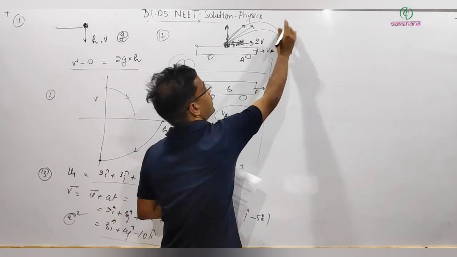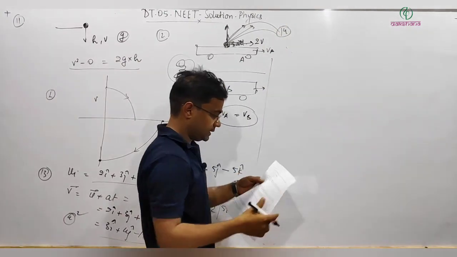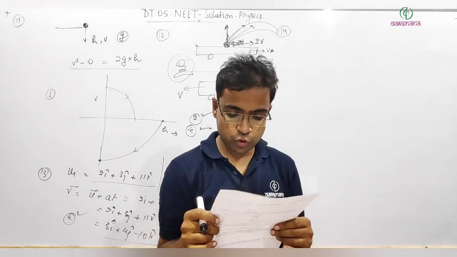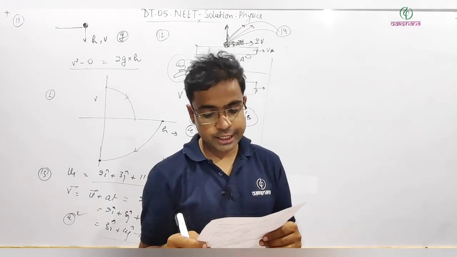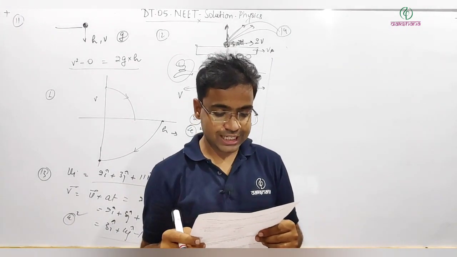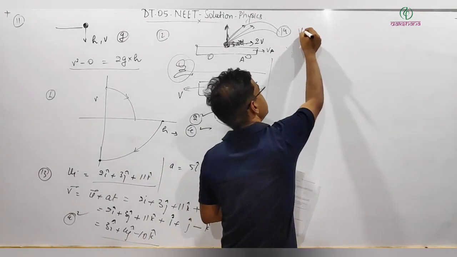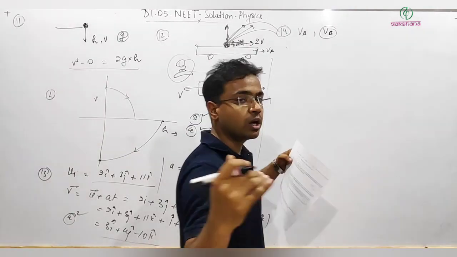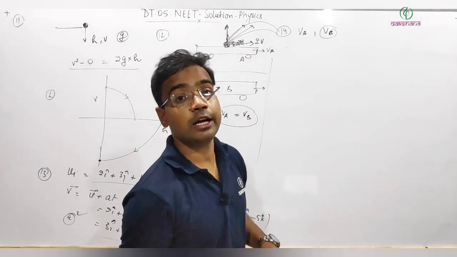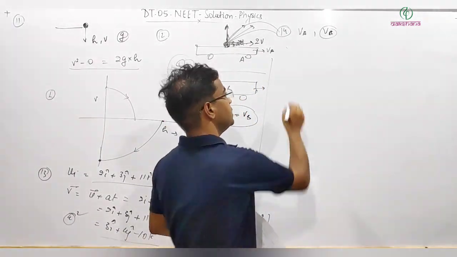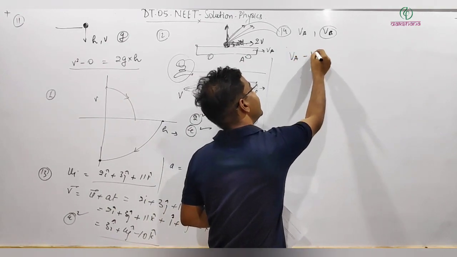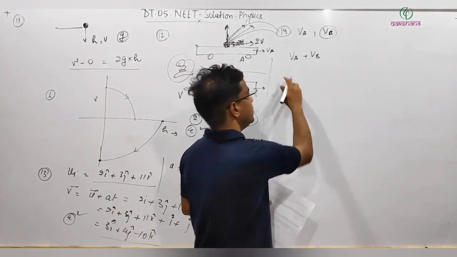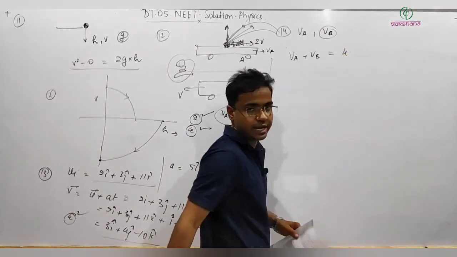Next, question number 14. Find the speed of two objects if, when they move uniformly toward each other, they get 4 meters closer each second. That means, let's say VA and VB are the velocities of the two objects. When they are moving closer towards each other, the relative velocity will be equal to VA plus VB, and with that they are coming closer by 4 meters per second. That means the relative velocity is equal to 4 meters per second.